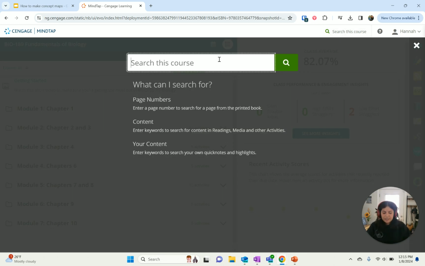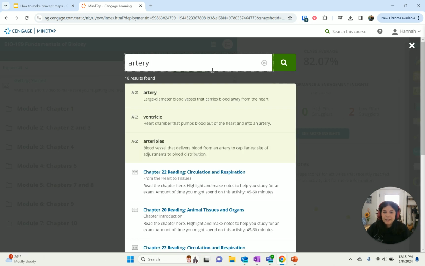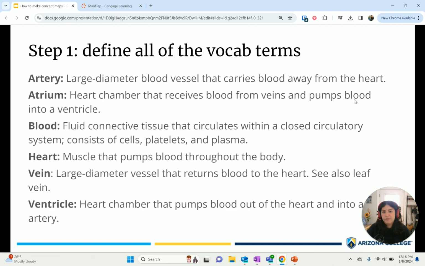So let's go ahead and search for our first term, which is artery. And oh, look, helpfully, it's right there in the glossary, a definition for artery. So a large diameter blood vessel that carries blood away from the heart. So we can go ahead and write down the definition. And we'll just repeat that process for all of our terms so that we have defined all of our vocab terms. So you'll get something like that. Okay, so that's step 1, define all of your terms.